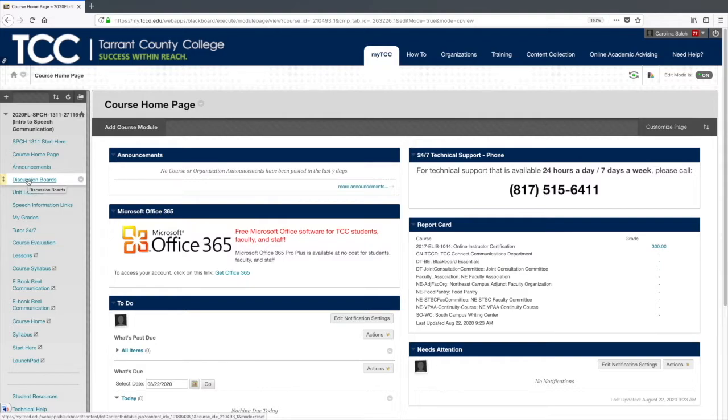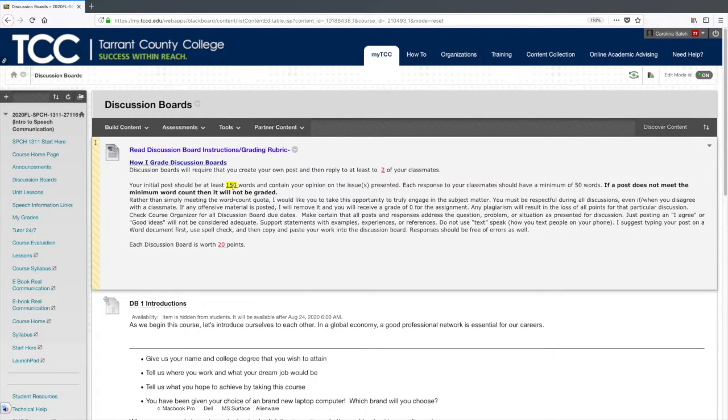As I said in the course syllabus, you have 1 discussion board for each unit lesson. So when we click on discussion board, right here gives you instructions of the discussion board. Remember, there's an initial post. The initial post should be at least 150 words and contain your opinion on the issue presented. And then you need to respond to 2 of your classmates. And the response word count should be at a minimum of 50 words. A discussion board is worth 20 points.